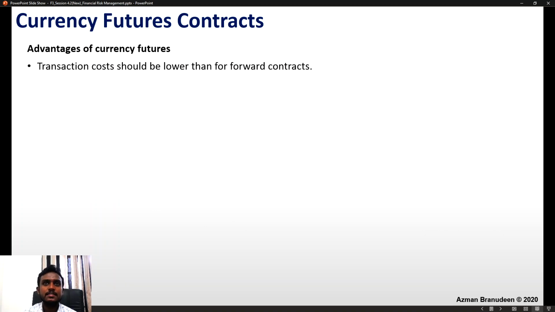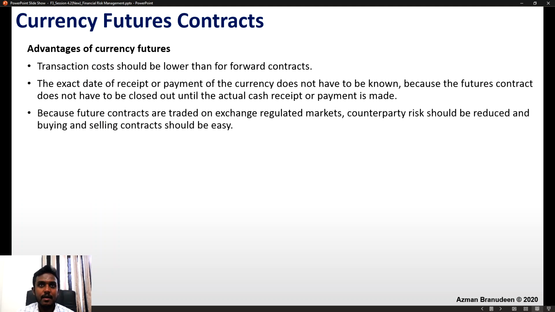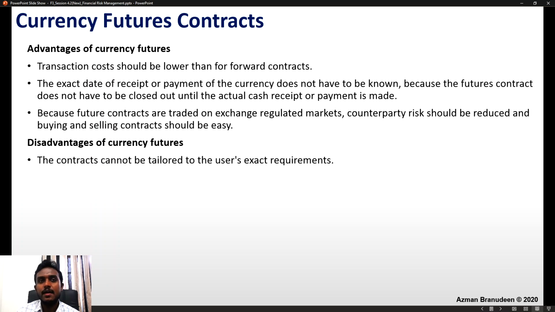Advantages: transaction costs are generally lower. The exact date does not have to be known in terms of receipt or payment of the currency, because the contract does not have to be closed out until the actual receipt or payment is made. Because futures contracts are traded on exchange regulated markets, counterparty risk is relatively reduced and buying and selling contracts is easy. Disadvantages: the contracts cannot be tailored to the user's exact requirements.